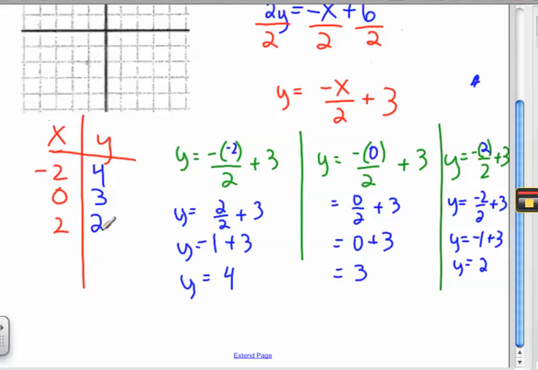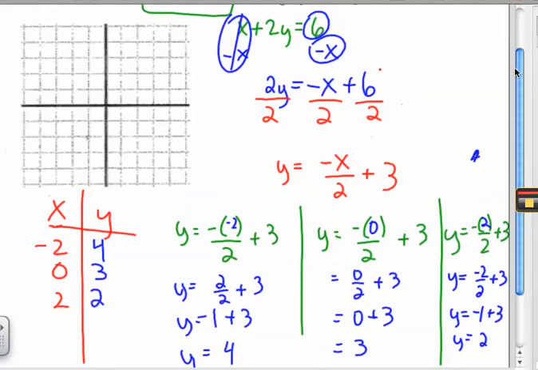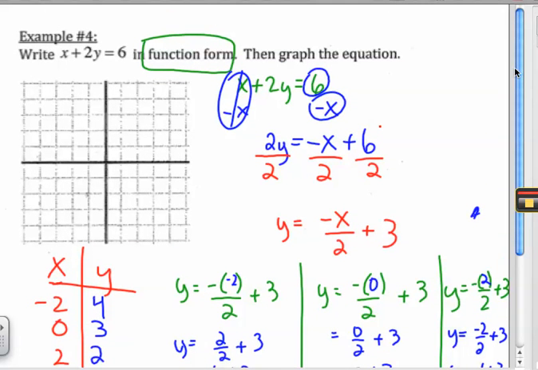All right. Now I have 3 points, Liam, so I don't make a mistake when I'm graphing. Okay. I've got -2, 4. That's right here. I've got 0, 3. That one goes right here. And I've got 2, 2. And that one goes here. I'm going to draw my line. It goes straight through, just like that, guys. Beautiful.